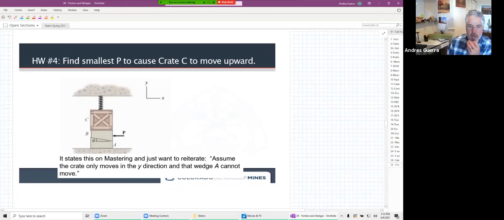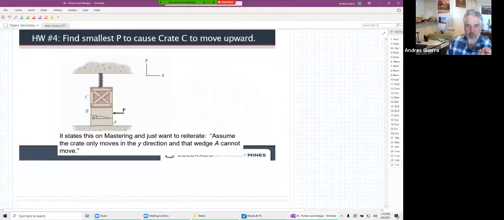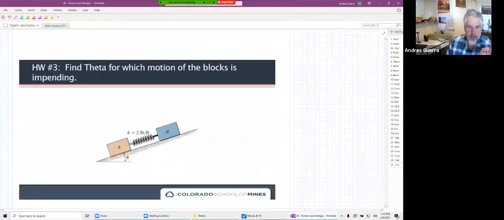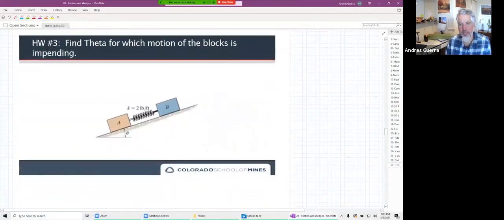And then also on this one, it states on Mastering, and I just want to reiterate, so nothing you have to write down, but assume the crate only moves in the y direction and that wedge A cannot move. So just watch out for those statements on those homework problems. And then going back to this one, find theta for which motion of the blocks is impending. Let's talk about how we would solve that.